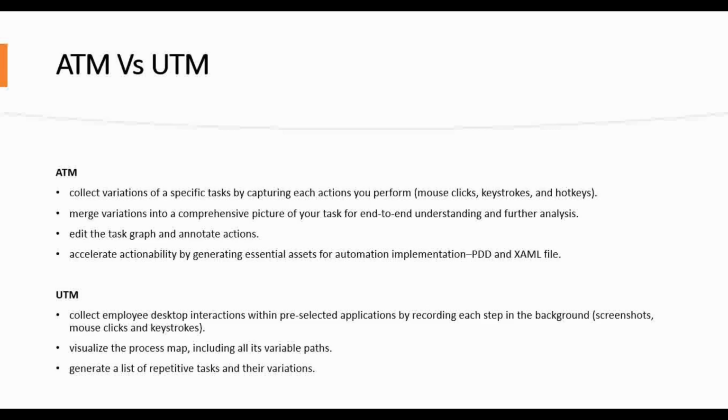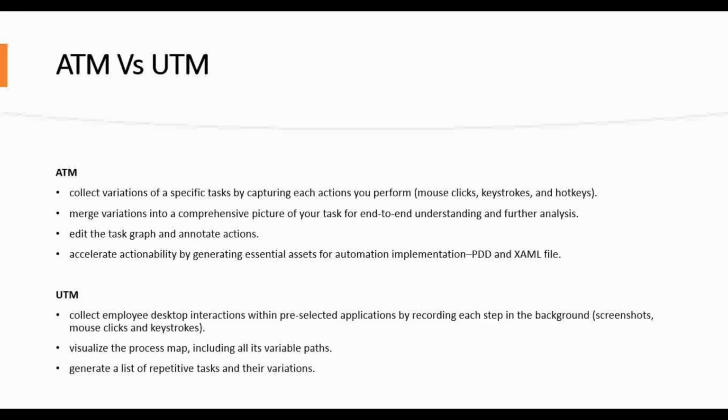Collect variations of a specific task by capturing each action you perform. As I mentioned, for a specific task, it will capture each action like mouse clicks or keystrokes. Everything it will record, right? Merge variations into a comprehensive picture of your task for end-to-end understanding and further analysis. There is a feature of merging the variations. Just consider if you are recording the process multiple times and you followed a different process each time. At the end you can merge these into a single flow. If two approaches are there and you want to merge them into a single one, you can merge the variations, right?